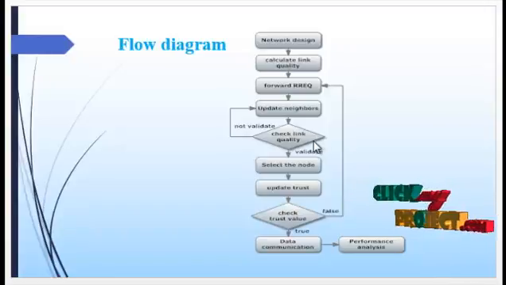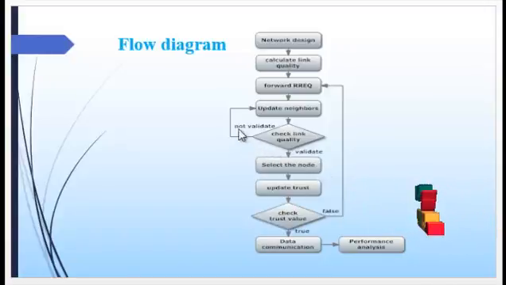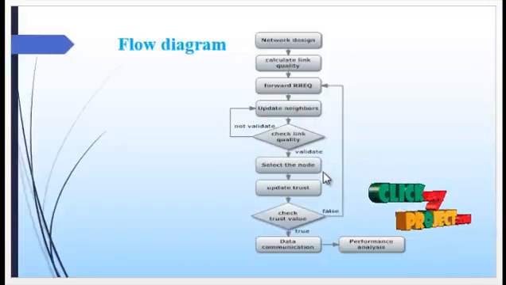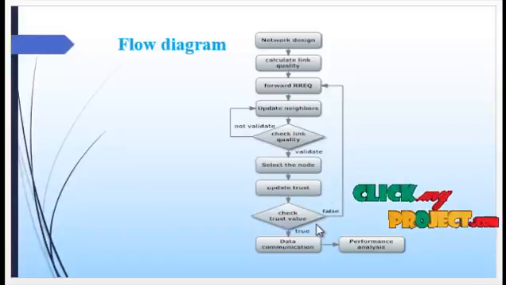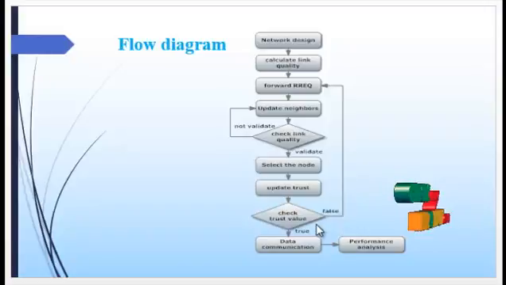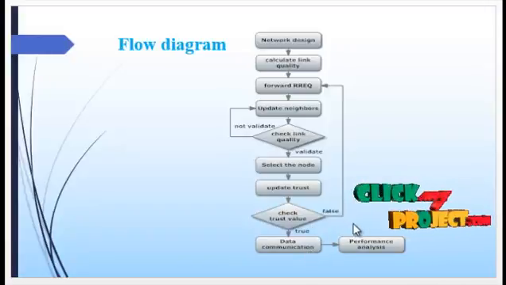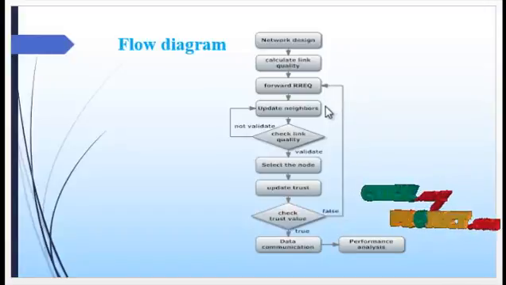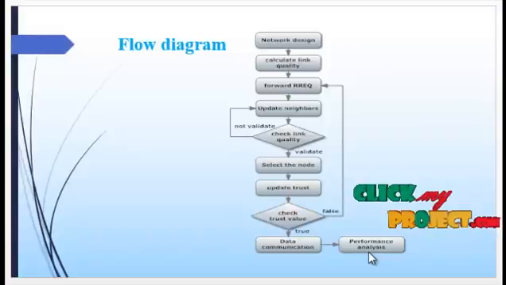If the quality is validated, then select the neighbor node to transfer data, or else it again updates the neighbor nodes. After selection of nodes, it updates the trust. It checks the trust value of each node. If it is true, then it processes the data communication, or else it again forwards the route request to find another path. After the data communication, the performance is analyzed against the existing system.